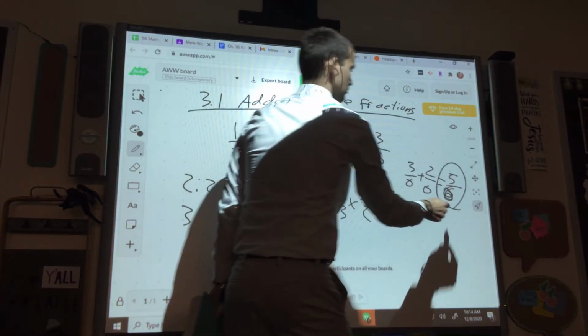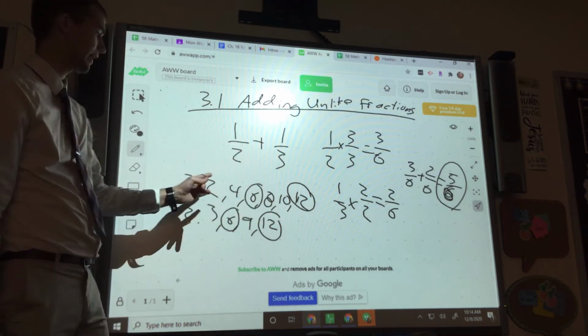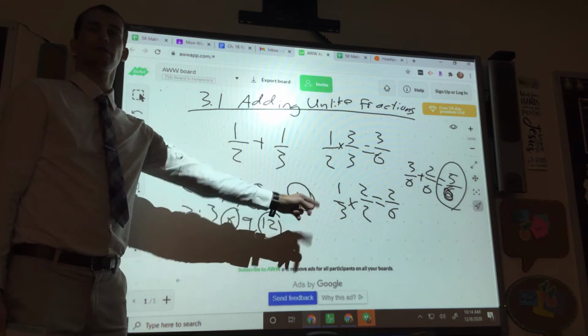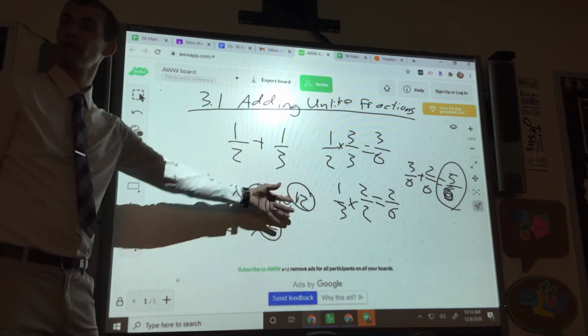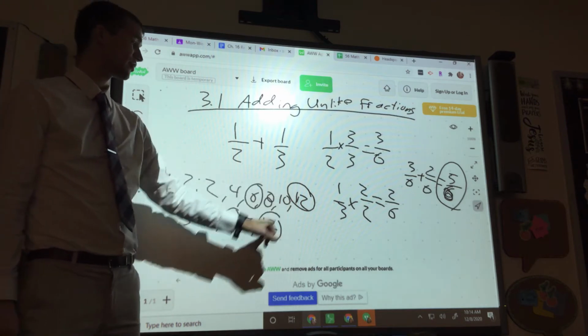So again, looking back from the beginning, we saw 1/2 plus 1/3. We write out their multiples, what they go into. 2 goes into these numbers, 3 goes into these numbers. You find the first number that both of them go into. So 6, they both go into 6. You could have also done 12.